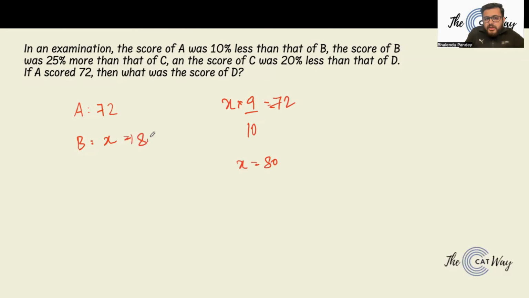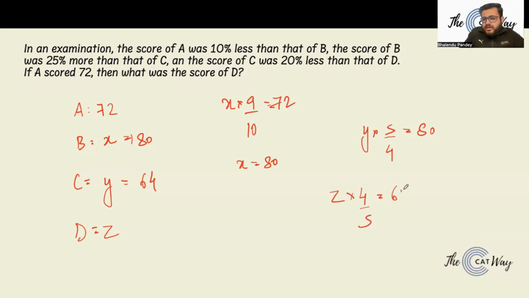This is 80. Now it is said that the score of B was 25% more than C. So C's score is Y and Y made 25% above, that is, multiplying factor of 5 by 4, gives you the score of B, that is 80. Correct? So what do you get? Y is equal to 64. And the score of C was 20% less than that of D. So D is equal to Z. So from D's score, 20% less, that is 4 by 5 as the multiplying factor, gives you C's score, that is 64. And Z from here becomes equal to 80. So what is the score of D? Score of D is 80. That's your correct answer, right?